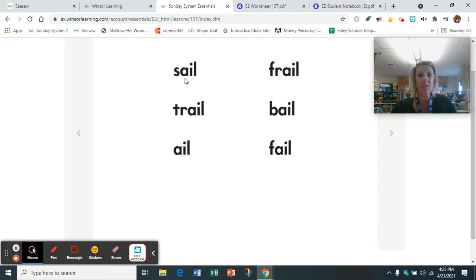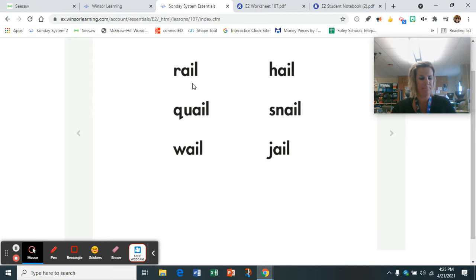You practice reading these words. Today's words have the A sound in the middle, and you'll notice this particular list ends with L. So you're going to hear ale. Practice. Let's read together. Sail, trail, ale, frail, bail, fail. Next list. Practice. Rail, quail, whale, hail, snail, jail.